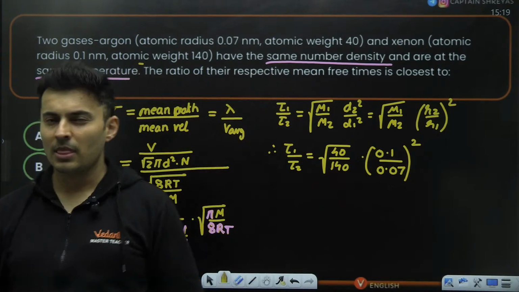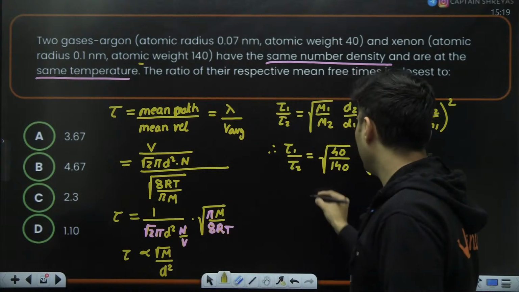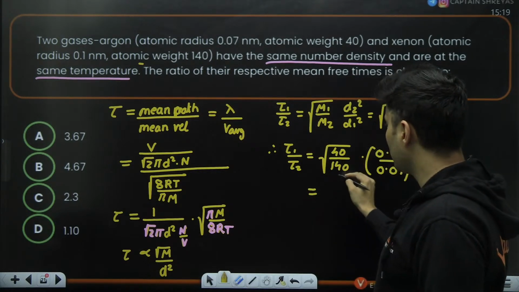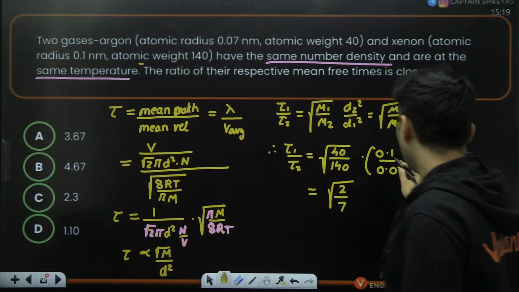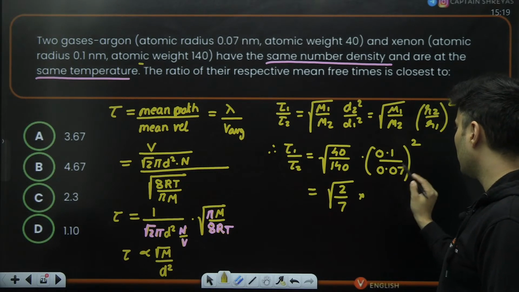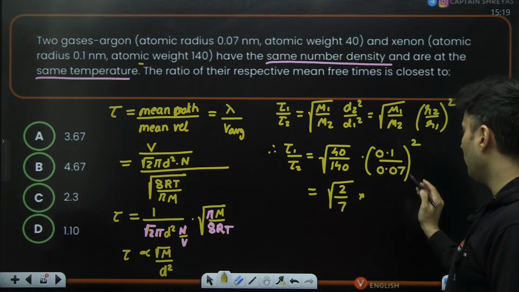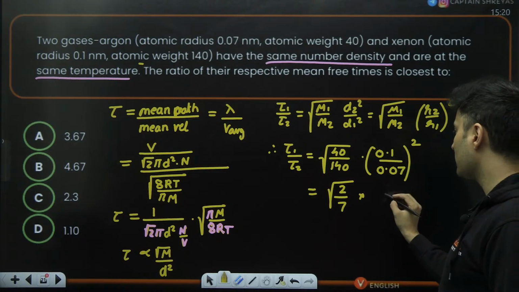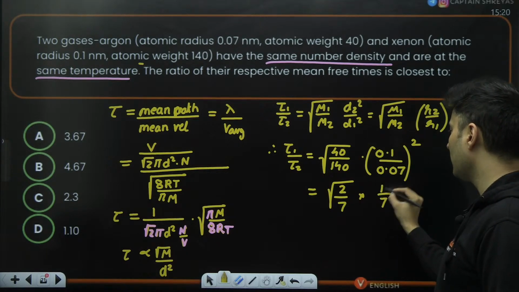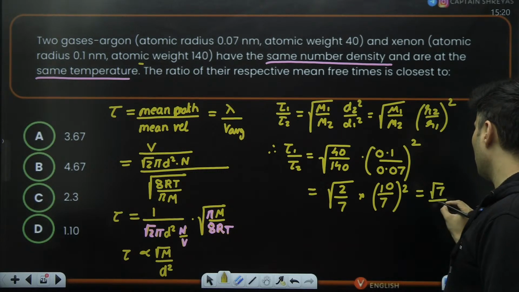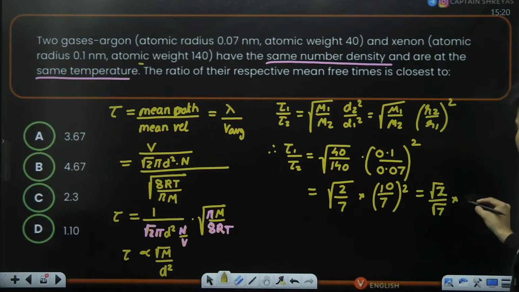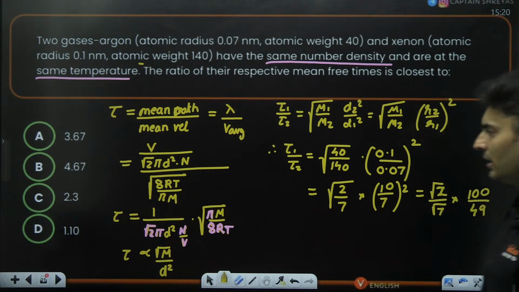Is that right? Now you just have to manipulate this properly. That's it. The zeros cancel. 4 by 14 is nothing but root of 2 by 7. And this is nothing but shift the decimal. It will be 1 by 0.7. 0.7 is 7 by 10, the whole square. So it will be root of 2 by root of 7 multiplied by 100 by 49. That is what it will be.